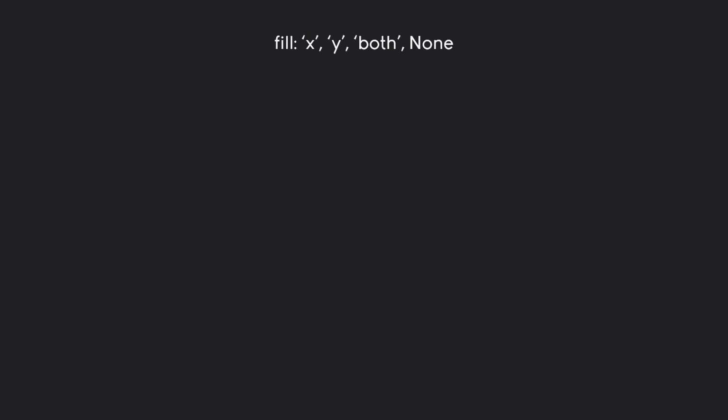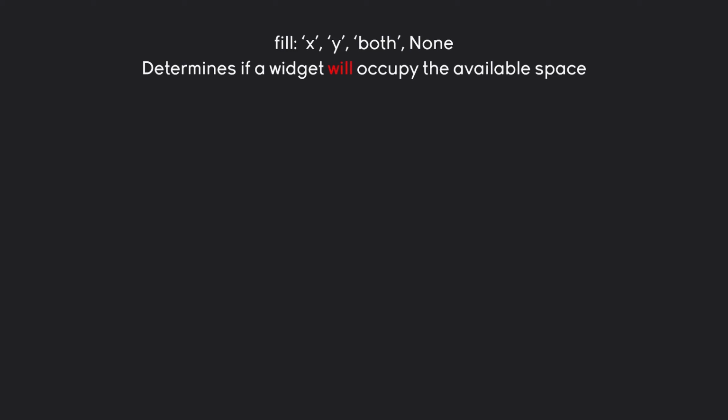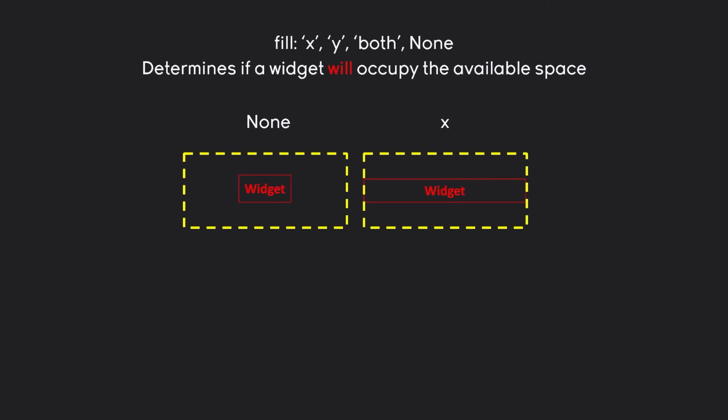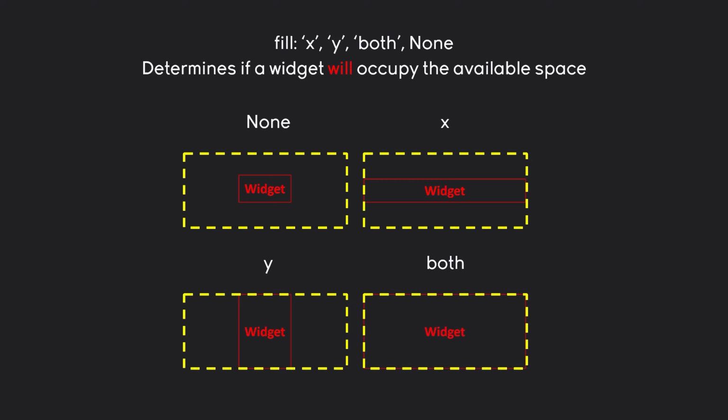For that, we have the fill method. This one can be X, Y, both, or none. And this determines if a widget will occupy the available space. By default, this is going to be none, which is telling the widget to only be as large as it needs to be to cover the content. If we set this to X, we are telling the widget to cover the entire horizontal space. If we set this to Y, we are covering the entire vertical space. And when we set this to both, we are covering the entire space that is available. Let's have a look at this one.